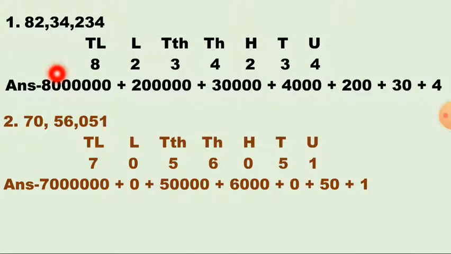Now the number given here is 82,34,234. Now as we have written the place values also, 4 is at unit place, 3 at tens place, 2 at 100 place, 4 at 1000 place, 3 at 10,000 place, 2 at lakh place and 8 at 10 lakh place. So how will we write the expanded form? First, which number is there? At 10 lakh place 8 is there.